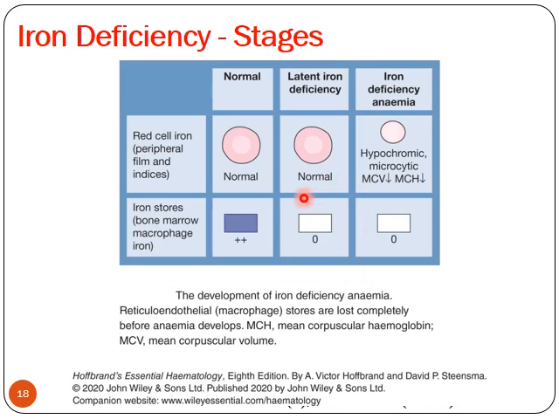Here is a cartoon showing the pre-latent, the latent, and the manifest iron deficiency anemia. Here is the depletion only of the bone marrow iron stores, while the RBCs are still intact. Later on, the RBCs become hypochromic microcytic with the same depletion occurring.